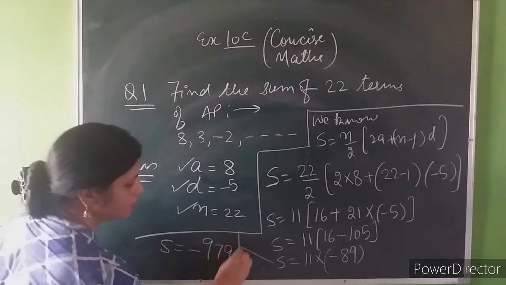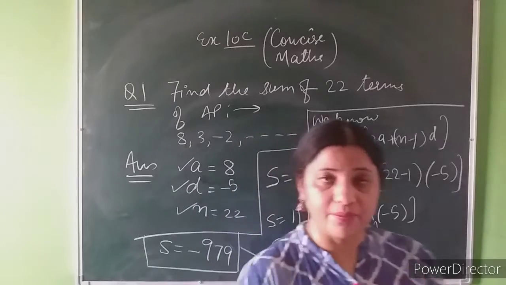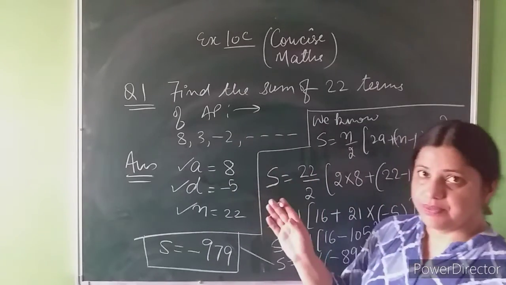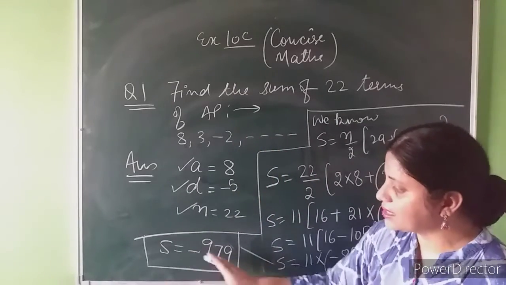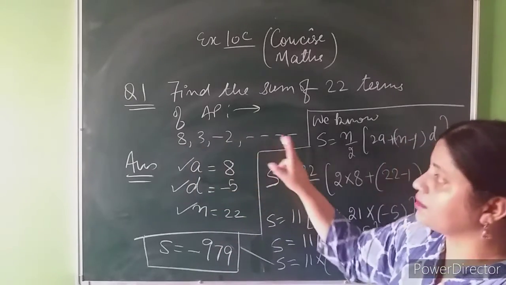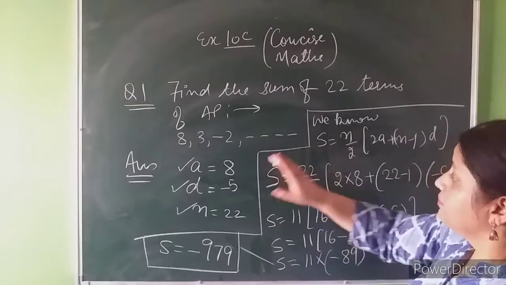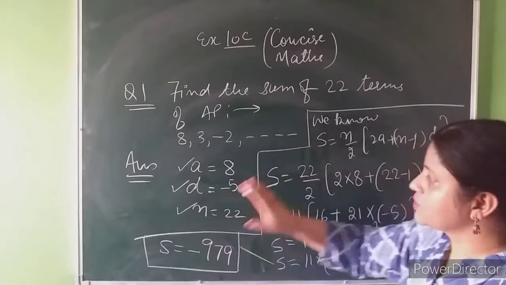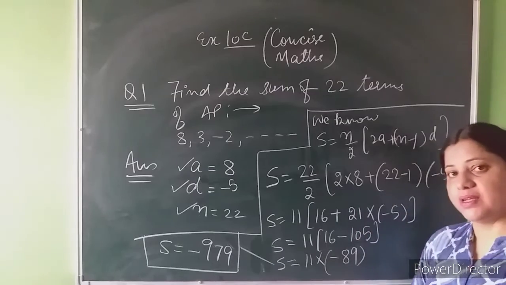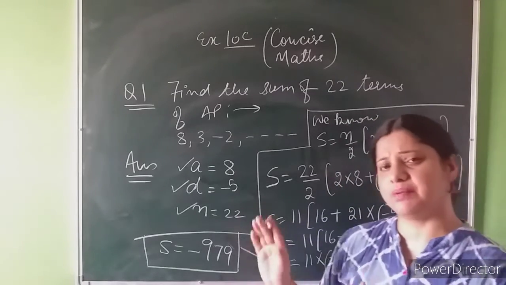So this is the total sum. Using the formula of the sum of an AP, we have got the total sum to be minus 979. It is the sum of the first 22 terms of this AP. The AP was already given to us, and because A, D and N were known to us, we have used this formula, okay? So I hope the answer is clear to you. This is the simple application of this formula.